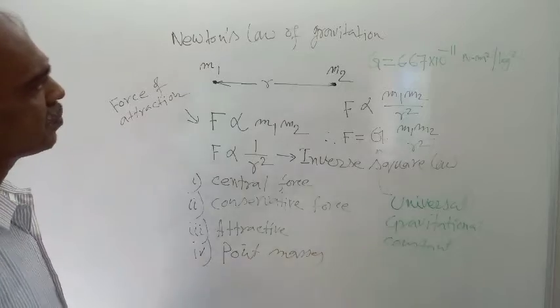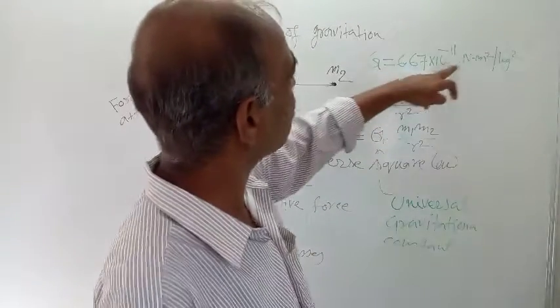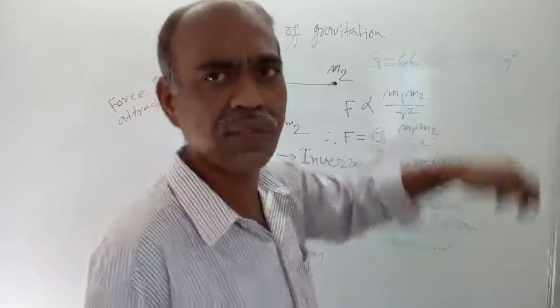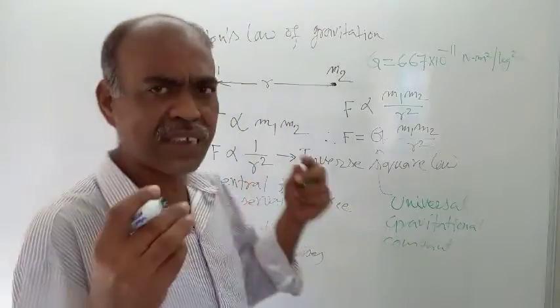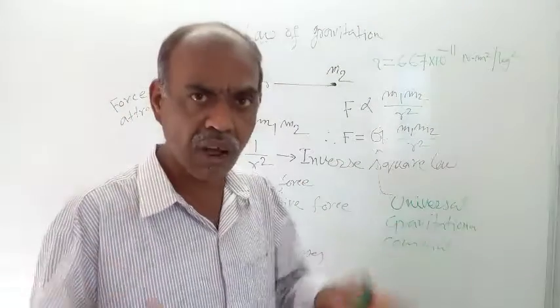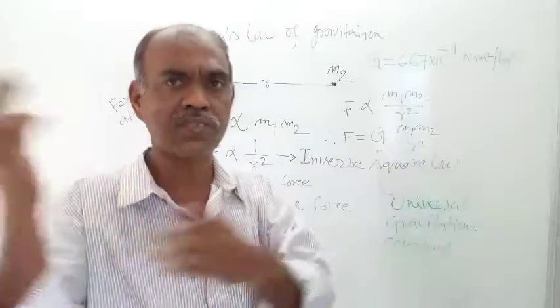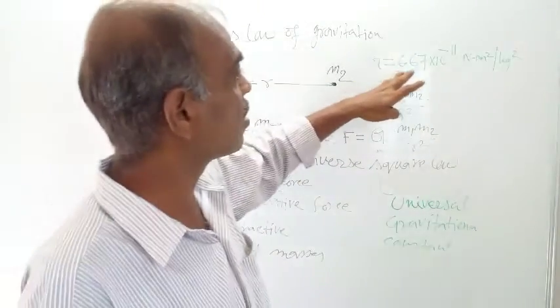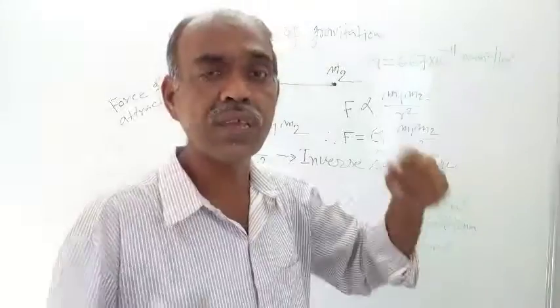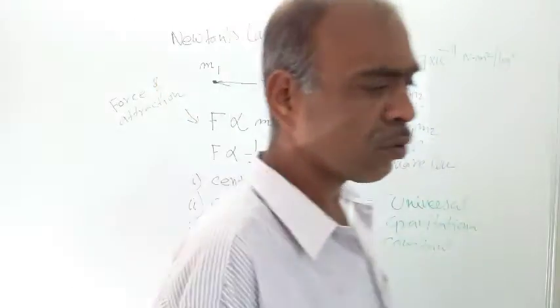And you can see the value of G is so small. Power is minus 11. So for objects having small masses, the force of attraction is very small. But for large masses, such as the mass of the Earth, Jupiter, the Sun, and other stars, the force of attraction will be huge, very large.